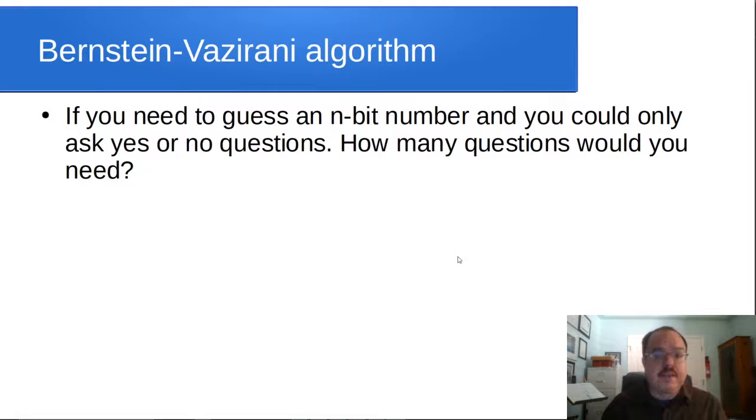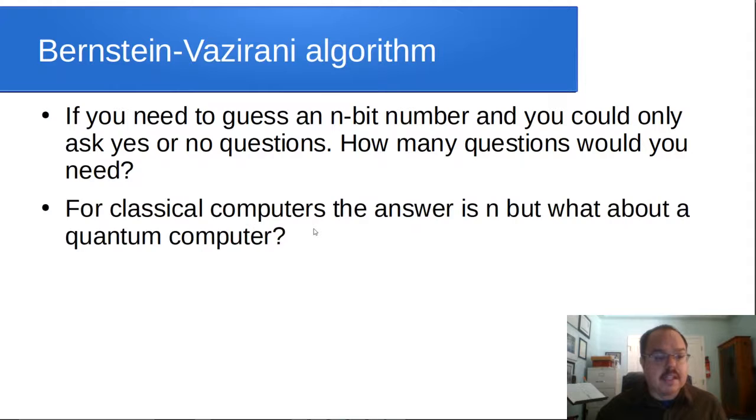It's called the Bernstein-Vazirani algorithm. It's a simple thing, but I think it shows off how quantum computers can really maybe change how we do things. So it starts out: if you needed to guess an n-bit number, say we're going to go with 6 bits, in a black box, and you could only ask yes or no questions, how many questions would you need? We've done a lot of search algorithms like this, and sorts. And for classical computers you need n.